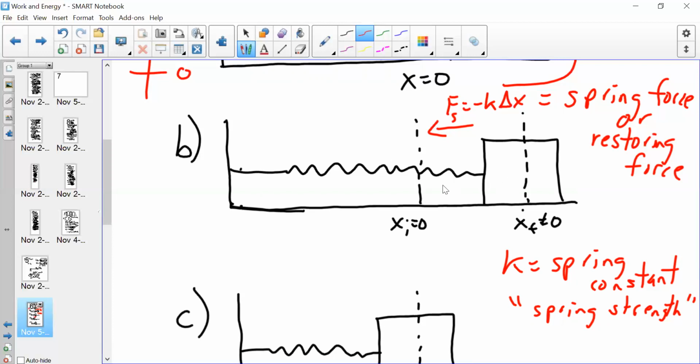And delta x is the displacement from zero. So between x initial equals 0 here and x final, that's not 0. Whatever it is, doesn't matter. It's not 0. There's a displacement that can be calculated. And the spring force is directly related to the displacement from 0. One other thing that we're going to talk about soon is that the spring force, like the gravitational force, is a conservative force. Therefore, the distance that you pull this mass from 0 is going to be the same distance to the right as it is to the left.